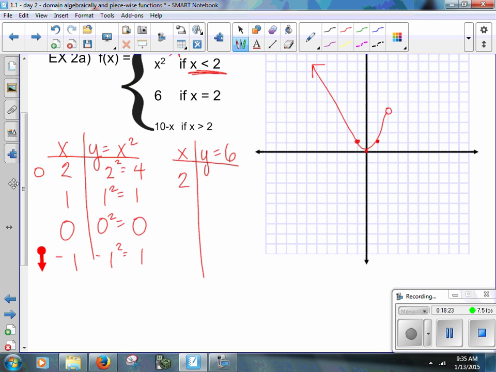What's the next one? Y is equal to 6. Where do I start? At 2. How did you know? Because it says x is equal to 2, woman. What now? So I'm going to plug 2 in, right?